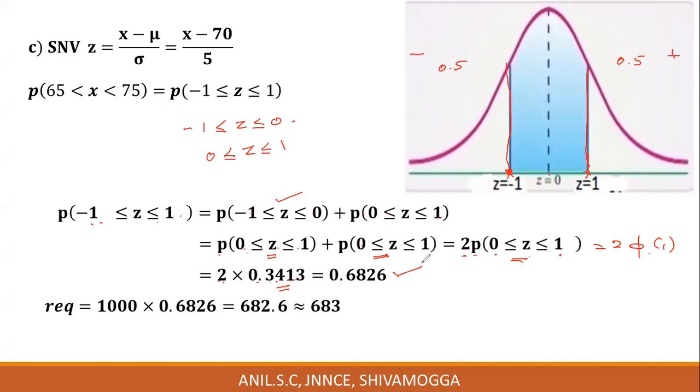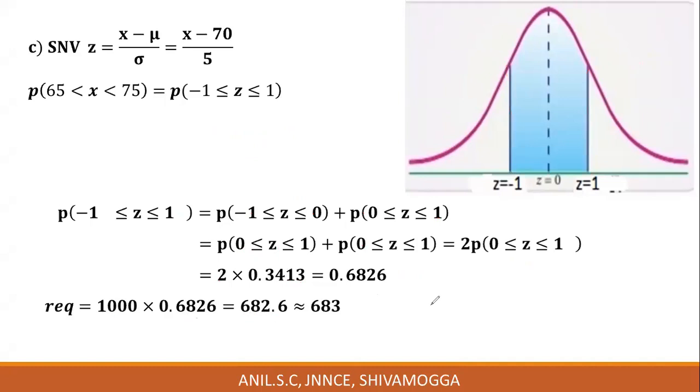How many such students are there? 1,000. Therefore, required is 1,000 into 0.6826. That is equal to 682.6, which can be approximated to 683. Make a note of this.